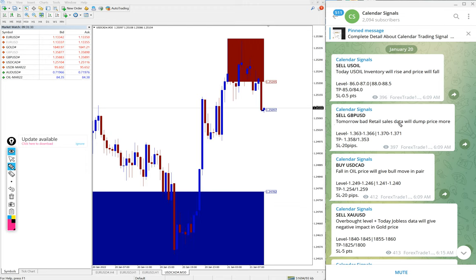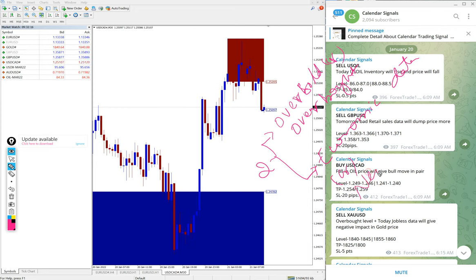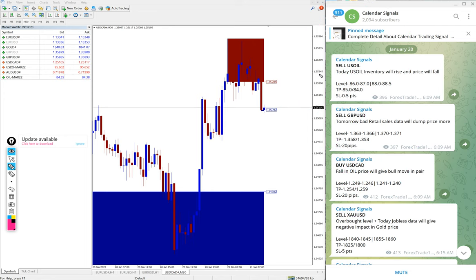So now we will see the performance of January 20 signals. As we said earlier, 4 signals were given, and on calendar signal, we give signals based on 2 reasons. One is oversold or overbought conditions. The second reason, which is the main reason, is economic data or news. So basically, based on these 2 aspects, we are giving the signals on calendar signals.